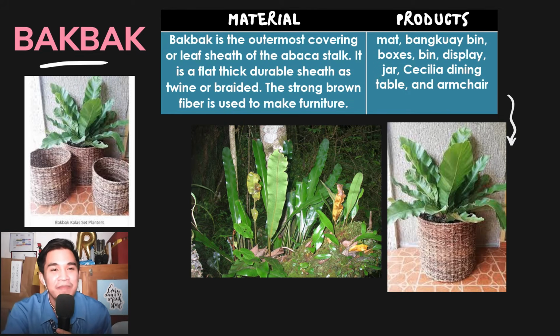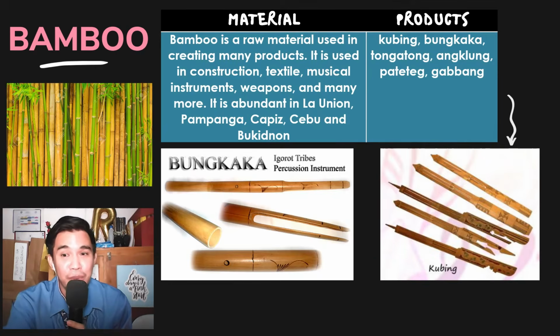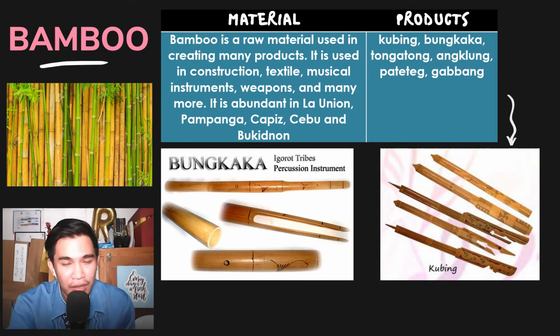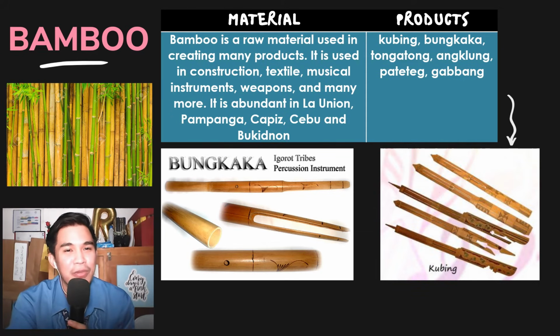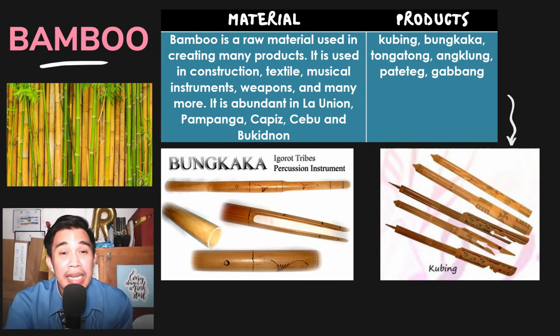Ayan siya. Then we also have bamboo, of course. I know all of you know what bamboo is. So when we say bamboo, that is a raw material used in creating many products. And it is used in construction, textile, musical instruments, weapons, and many more. And it is abundant in La Union, Pampanga, Capiz, Cebu, and Bukidnon. So siguro naman nakakita na kayo ng mga bamboo, di ba? Okay, so kung hindi pa, the one that you can see on the slide, that is a bamboo.